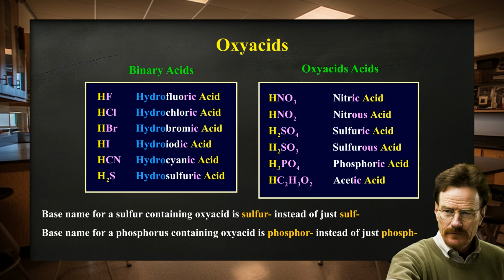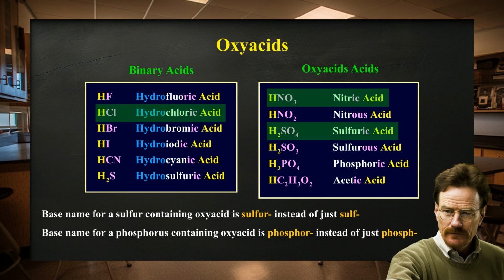The same is true for a phosphorus containing oxyacid. The base name is phosphor, instead of simply phosph. Some common laboratory acids are nitric acid, hydrochloric acid, and sulfuric acid. Acids should always be handled with care and according to instructions. They can burn holes in skin or clothing.